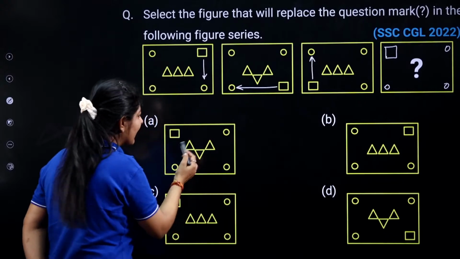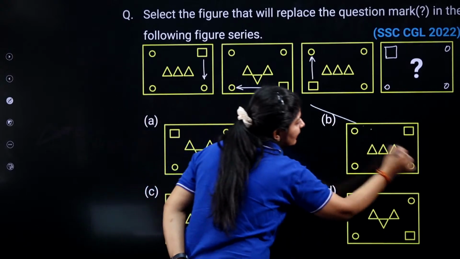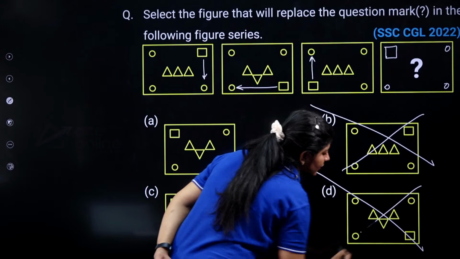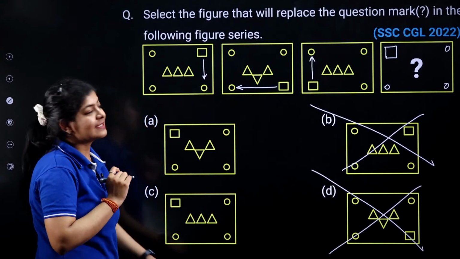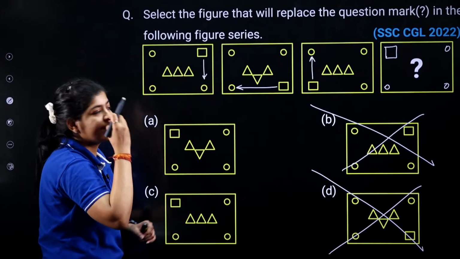Right? Do we have that? Yes. Do we have that? No. Do we have that? No. Do we have that? Yes. Now focus on these 3 triangles.